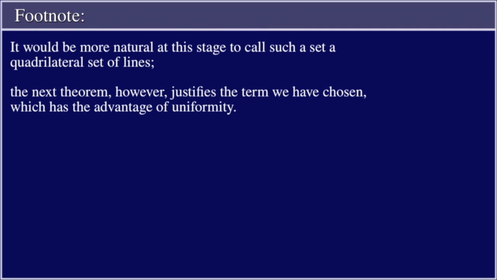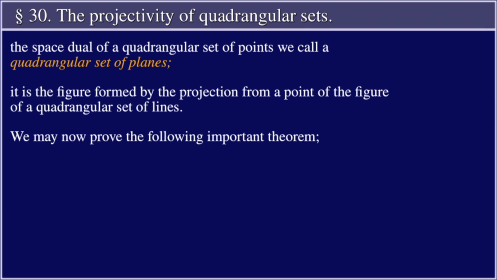Footnotes. It would be more natural at this stage to call such a set a quadrilateral set of lines. The next theorem, however, justifies the term we have chosen, which has the advantage of uniformity. The space dual of a quadrangular set of points we called a quadrangular set of planes. It is the figure formed by the projection from a point of the figure of a quadrangular set of lines. We may now prove the following important theorem.